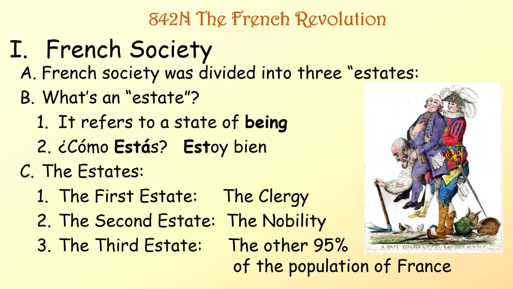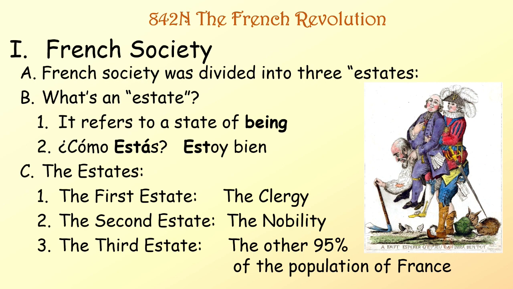French society. French society was divided into three what were called estates. What is an estate? Well, the term estate refers to a state of being, like in Spanish, ¿Cómo estás? Estoy bien. How is it? It is well. So you could say that in French society there were three states of being. And the estates were divided this way.